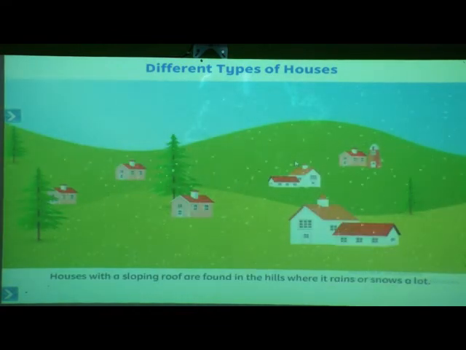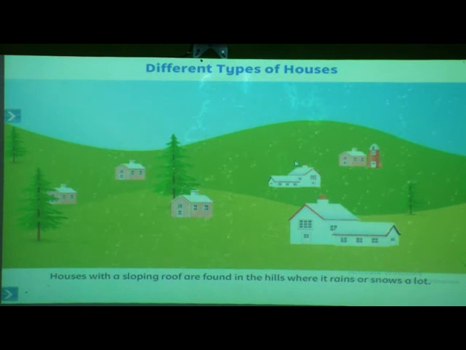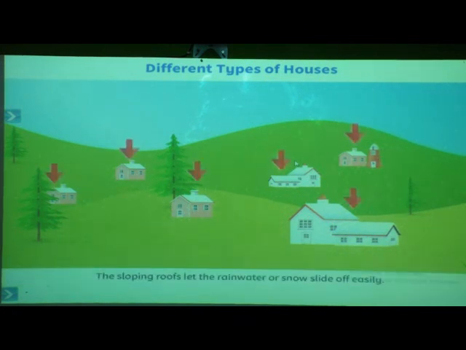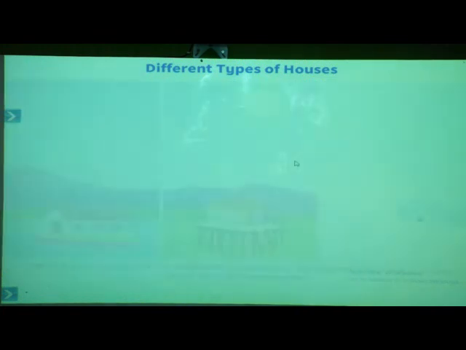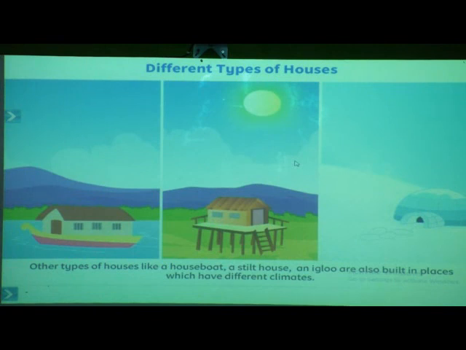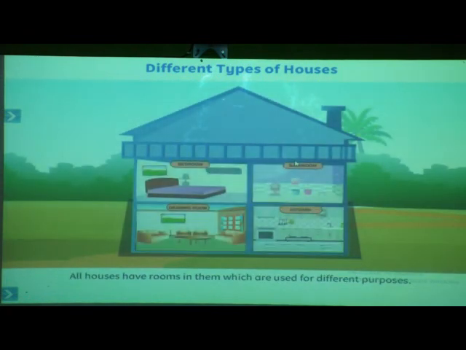Houses with a sloping roof are found in the hills where it rains or snows a lot. The sloping roofs let the rainwater or snow slide off easily. Other types of houses, like a houseboat, a stilt house, an igloo, are also built in places which have different climates. All houses have rooms in them, which are used for different purposes.